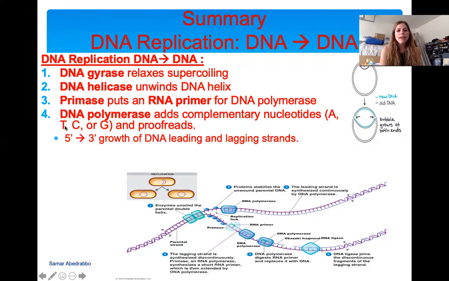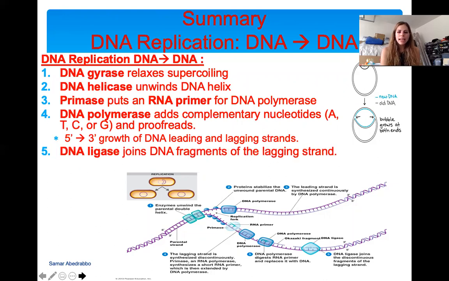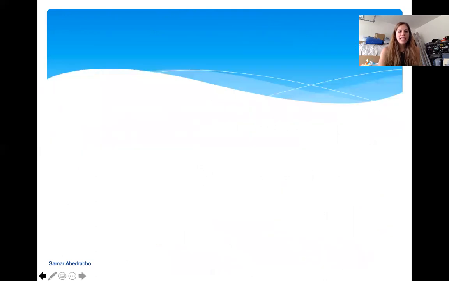And then we always have 5' to 3' growth of DNA because we only add nucleotides to the 3' end. DNA ligase will come in the end and join all the DNA fragments because on the lagging strand, you have so many Okazaki fragments because you had to remove all the RNA primers. So then you have to fill in those holes. And so DNA polymerase will come and fill those holes with nucleotides, and DNA ligase will come and join all those fragments together. So I'm going to end the lecture here.